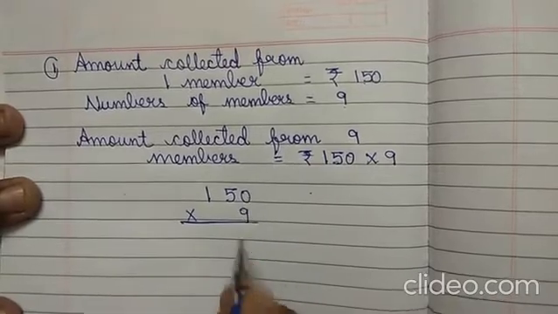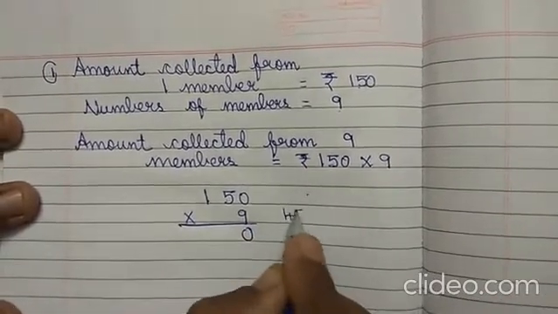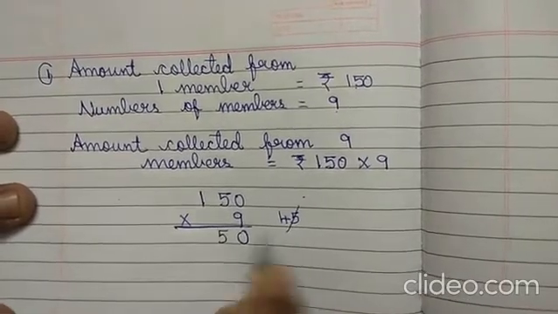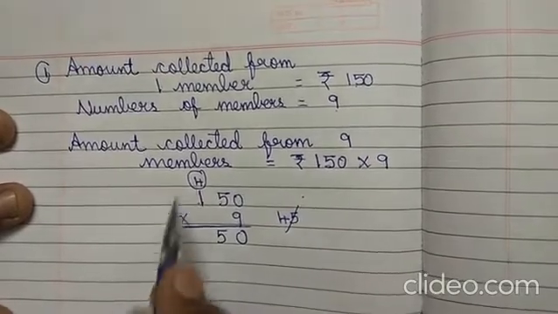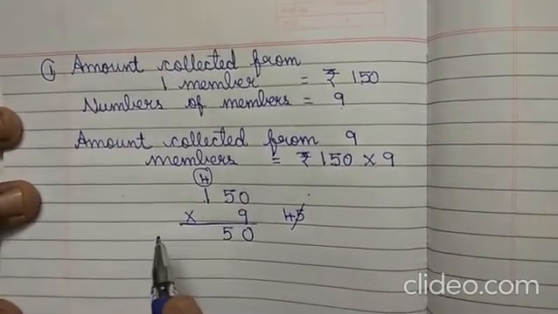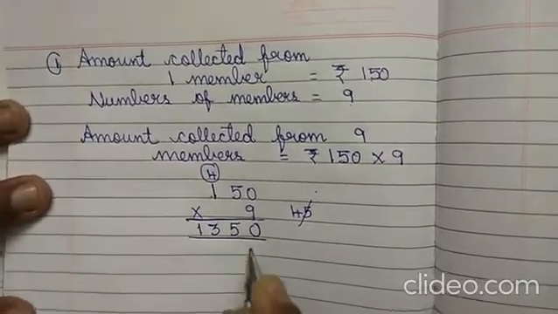Okay. 9 0 is 0. 9 5 is 45. So 45 means what you have to do? You have to write the 5 and you bring up the 4 here. So 9 1 is 9. 9 plus 4 what children? 10, 11, 12, 13. So how much amount they collected from 9 members children?